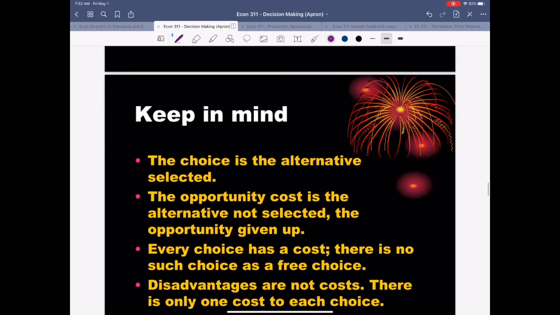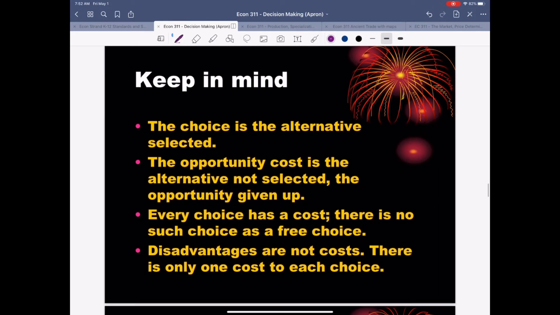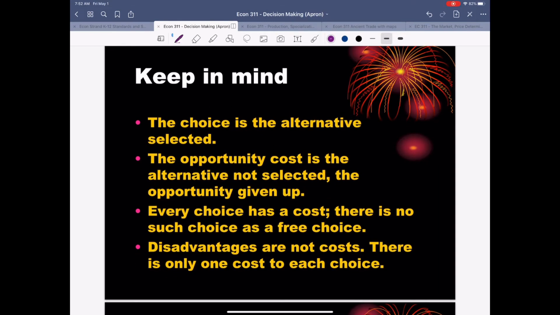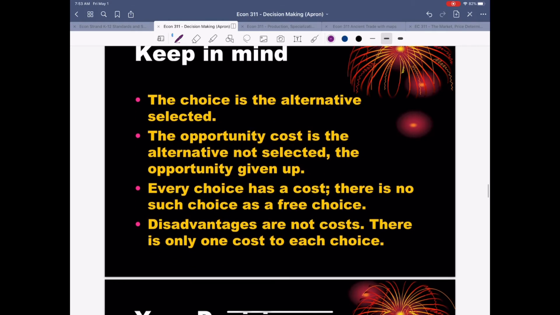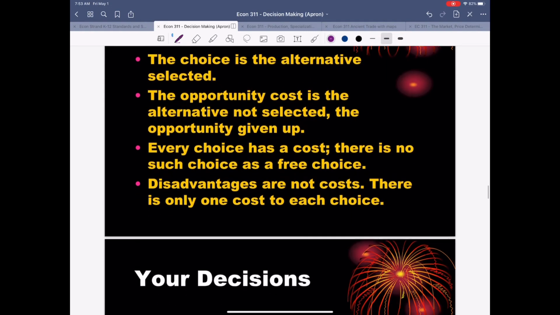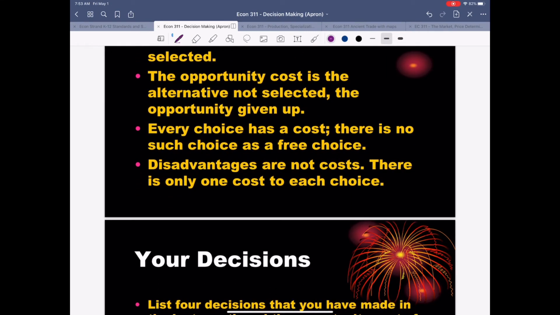also super educational. Keep in mind, as we're going through the decision-making process, that the choice is the alternative that is selected as the best one, and the opportunity cost is the alternative not selected, or what was given up when the choice is made. We're going to go back to our understanding that every choice has a cost. There's no such choice as a free choice, and disadvantages are not costs. There's only one cost to each choice, and that is the second best alternative given up.